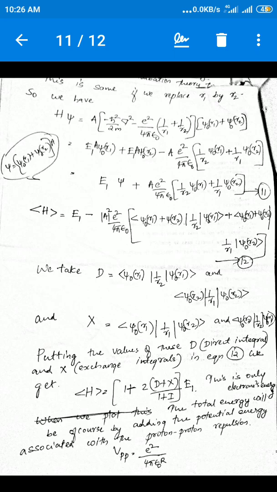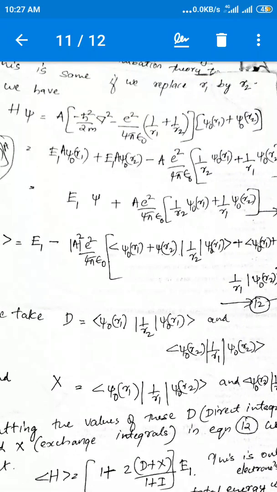So we can substitute there like this: E1 A psi 0 R1 plus E1 A psi 0 R2. Now the remaining terms are A into e squared by 4 pi epsilon 0, 1 by R2 into psi 0 R1 and 1 by R1 into psi 0 R2, the opposite terms. So other terms we have taken already, E1 A psi 0 R1, E1 A psi 0 R2. So the other terms are written there. So this one we need to find.